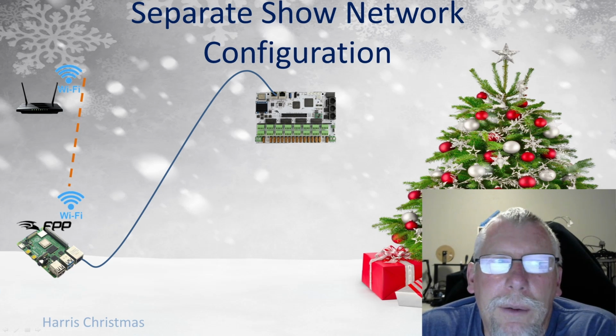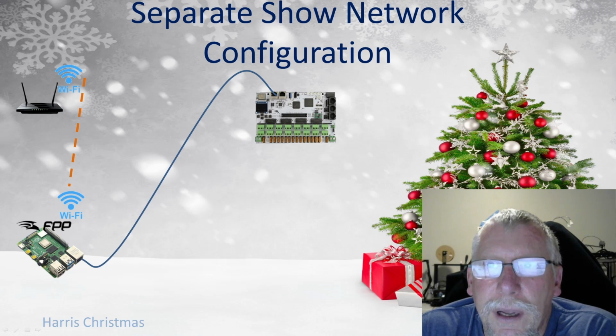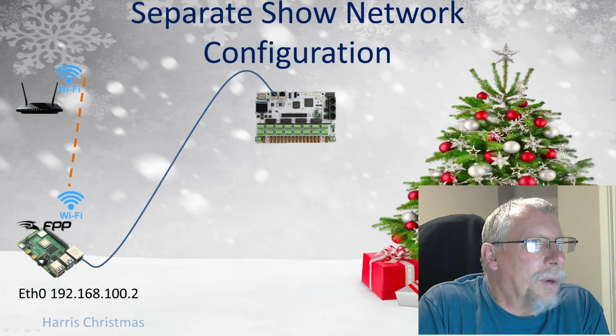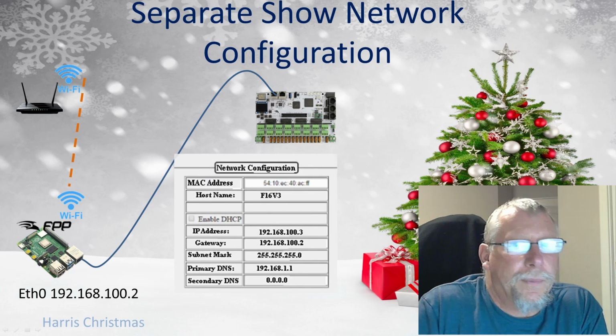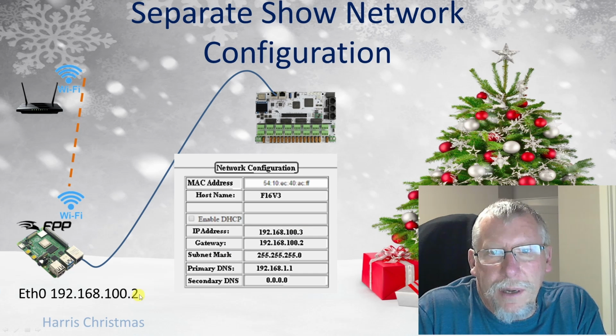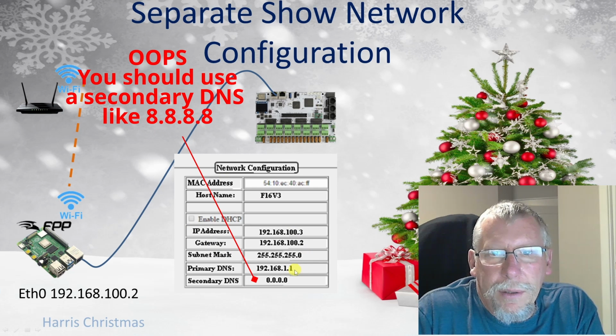Now that you have your main FPP configured, the rest of the controllers are configured almost exactly like the home network configuration, except that the gateway will point to the ETH0 address of the main FPP. So we would configure the controller something like this. You're going to have the host name be unique. IP address, we just started with the next number from here. The gateway is the address of the ETH0, what it's connected to. Subnet mask, primary DNS, this would point to your router, and secondary is 0.0.0.0.